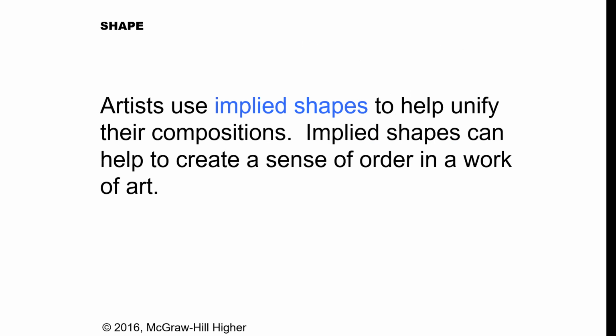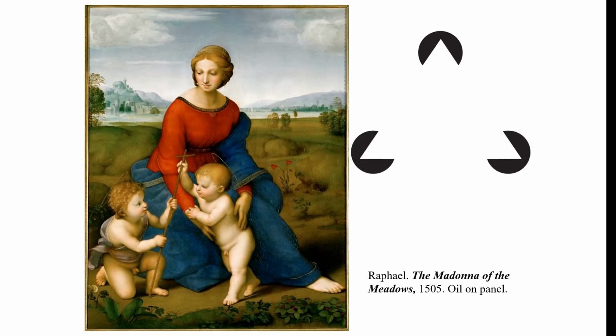Artists can use implied shapes to help unify compositions, and an implied shape can create a sense of order. A great example is Raphael's The Madonna of the Meadows. Notice how John the Baptist here on the left, the Virgin's face here, and her right foot create this kind of triangular element, an implied triangle that creates a kind of balance and solidity in this composition.